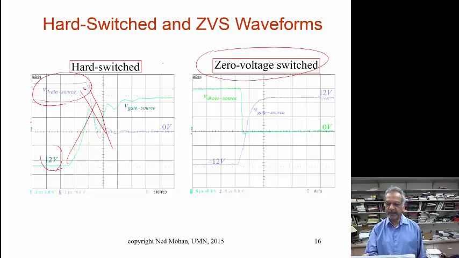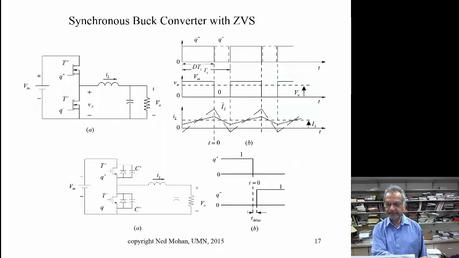whereas when we go to zero voltage switched turn on here, before the gate to source voltage rises, the drain to source voltage has already come down to 0 here. So it shows that it's zero voltage switched.